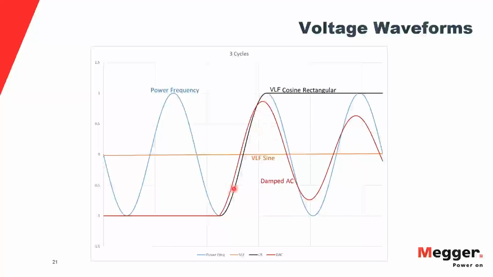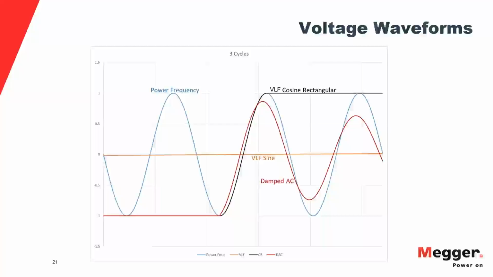To give a little bit of a schematic overview of what these look like, I have some power frequency cycles in blue as a reference. I have 1 shot of damped AC in the red, 1 polarity reversal of VLF cosine rectangular, and a portion of a VLF sine wave on there. The reason I have this slide up is so you can see that the damped AC damps out very quickly. The voltage goes from full to 0 in just a few cycles.